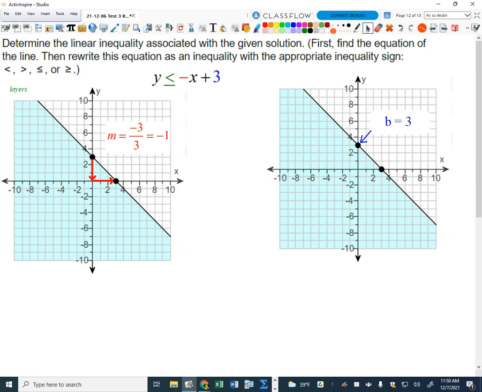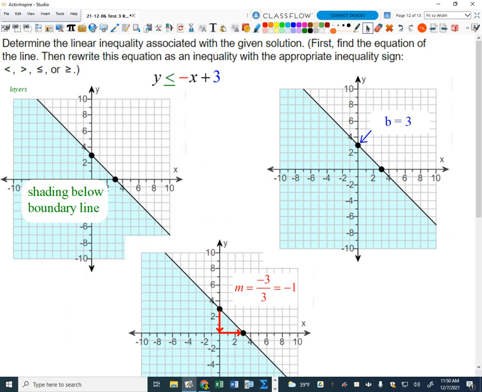So now we have the red part. mx plus b is -x plus 3. And then finally, it's a solid boundary line, so I'm going to have an equal sign. And we're shading below, so that's going to have to be a less than. y is going to have to be less than or equal to the boundary line, right? Everybody good with that? So that's our final step.